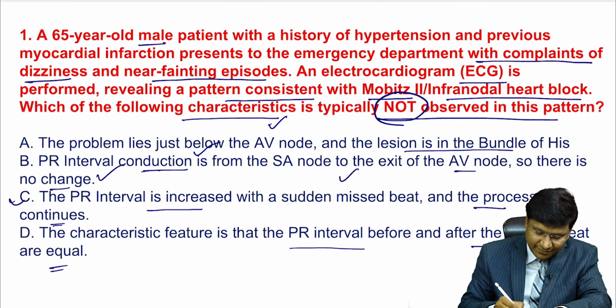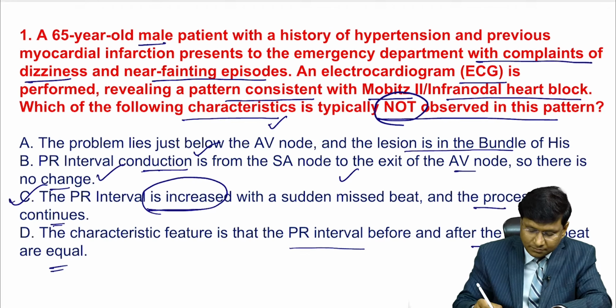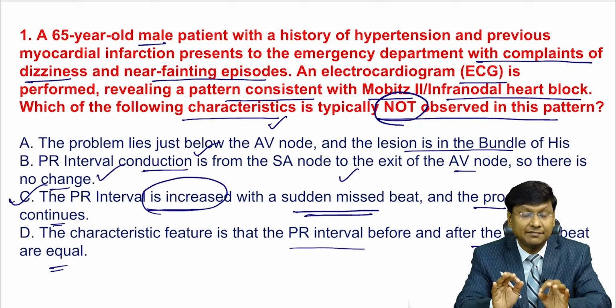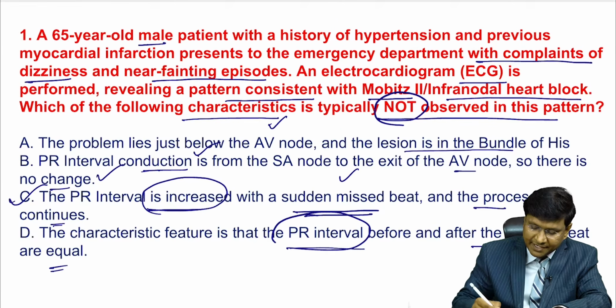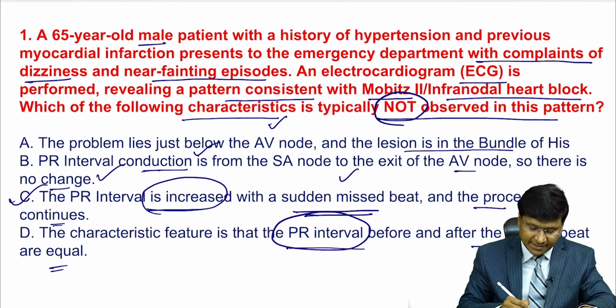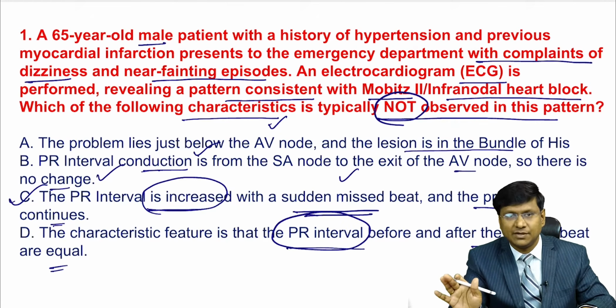And if you take the PR interval is increased, this is a wrong statement. PR interval is not increased in case of Mobitz type 2 AV nodal block, right? There will be a missed beat, but you will not have increase in the PR interval in case of Mobitz type 2 AV nodal block. And the characteristic feature is that the PR interval before and even after the missed beat, it is equal, right? Before and after the missed beat, it is equal.